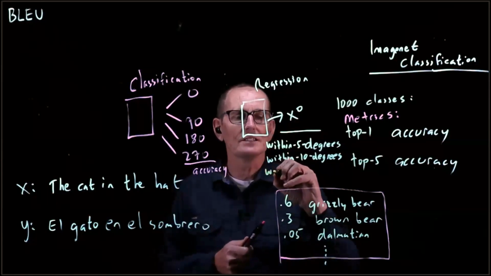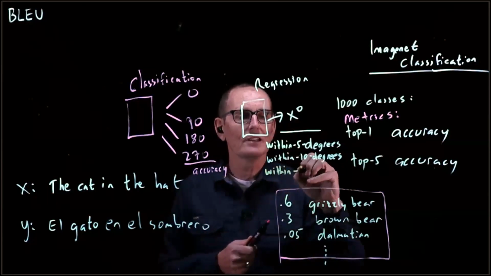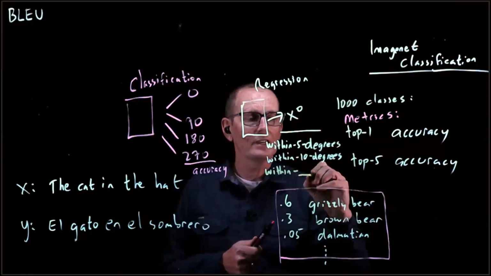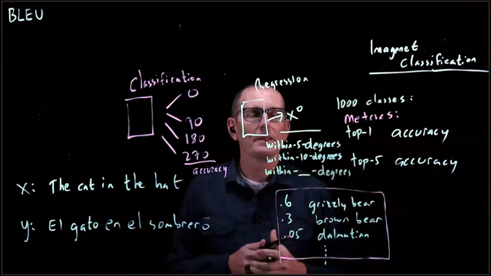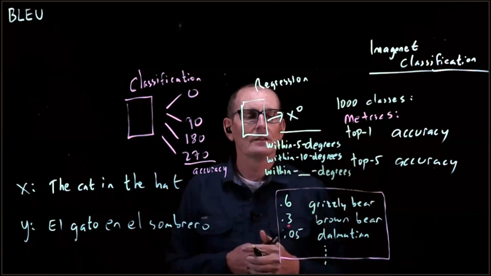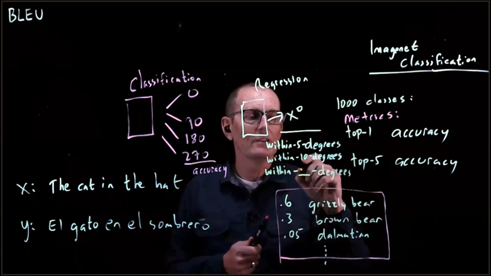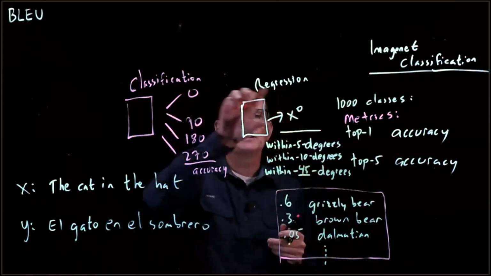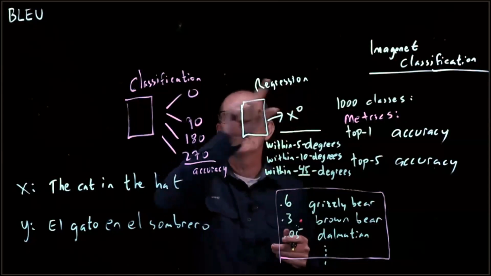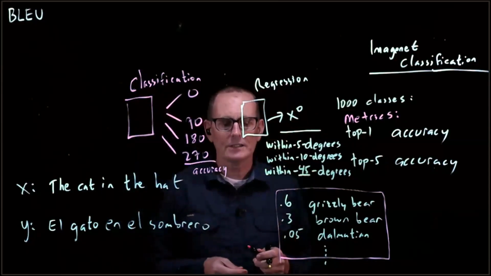My claim, though, is that's the same as leaving it as a regression problem and having within some number of degrees. Okay, yeah, so just within, I guess, 45. Yeah, if you took it within 45 degrees, then you can actually compare sort of apples to apples. How did this do as a regression problem compared to how it did as a classification problem?